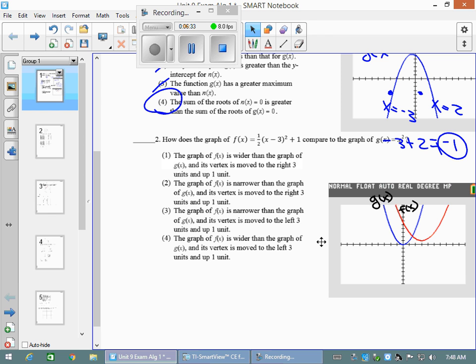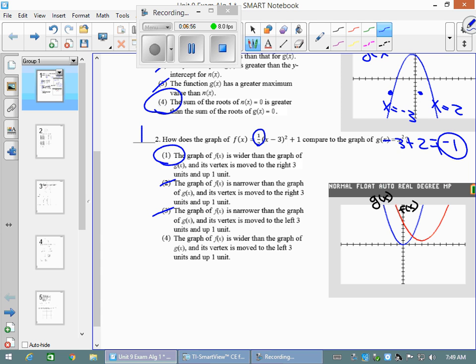So you can see that f of x is definitely wider, because the coefficient is a value between 0 and 1. So I can get rid of choices 2 and 3. I also know that the vertex has been moved 3 to the right and up 1. So the correct answer should be choice 1.